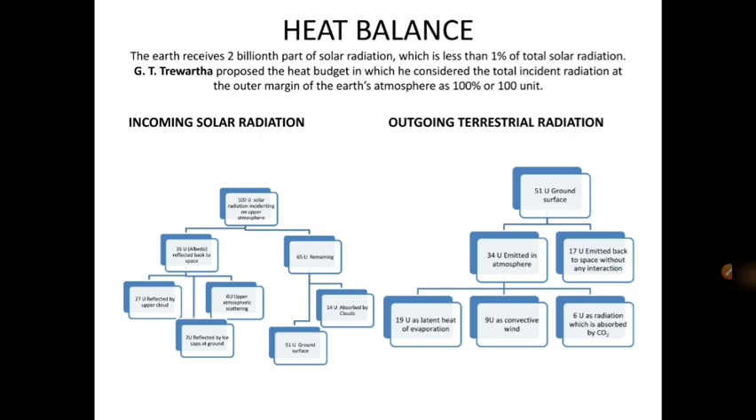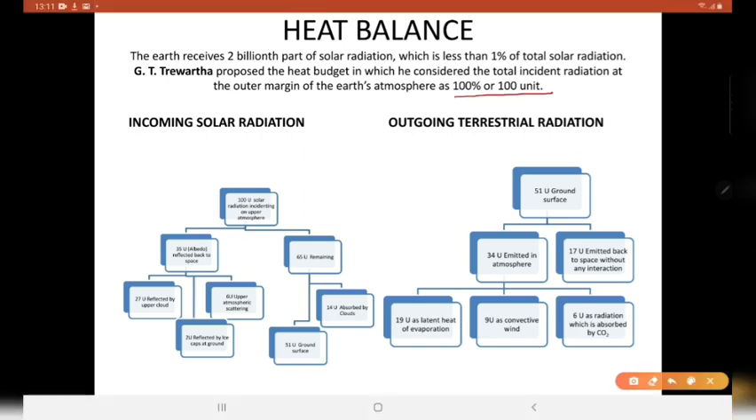Now, heat balance. The earth receives 2 billionth part of the solar radiation, which is less than 1% of total solar radiation. It was G.T. Trewartha who proposed the heat budget, in which he considered the total incident radiation at the outer margin of the Earth's atmosphere as 100% or 100 unit. Now, let us consider both the incoming solar radiation and outgoing terrestrial radiation.